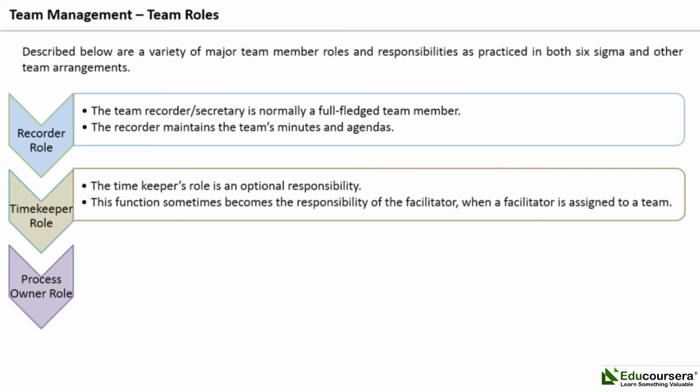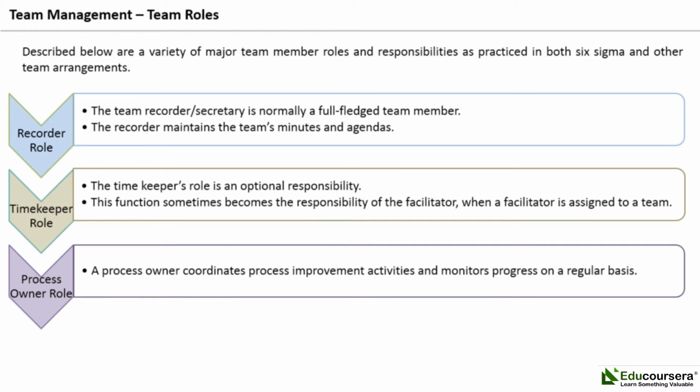The process owner role. Key processes should have a process owner. A process owner coordinates process improvement activities and monitors progress on a regular basis. Process owners work with black belts to improve the processes for which they are responsible. Process owners should have basic training in the core statistical tools, but will typically only gain proficiency with those techniques used to improve their individual processes.